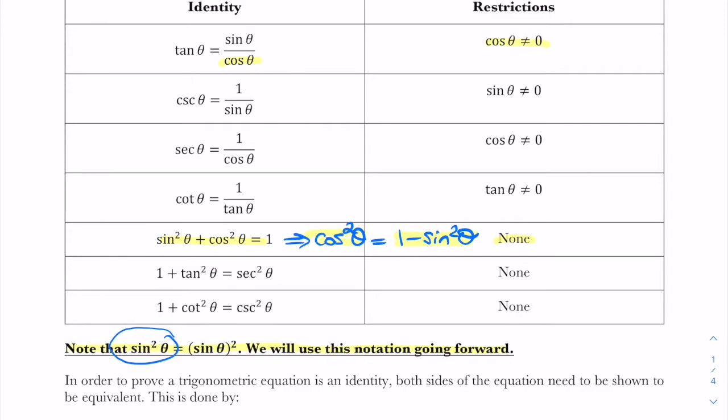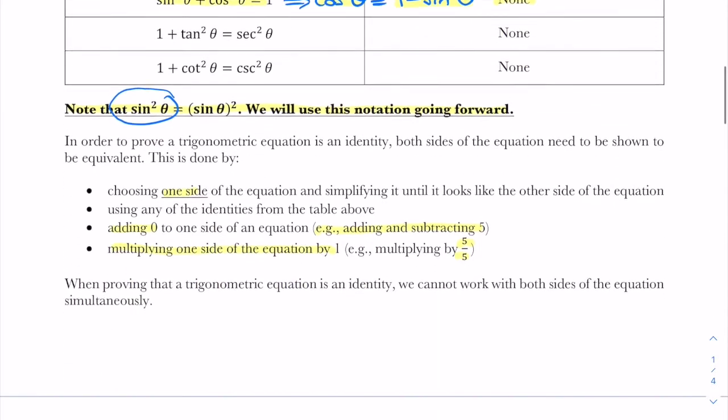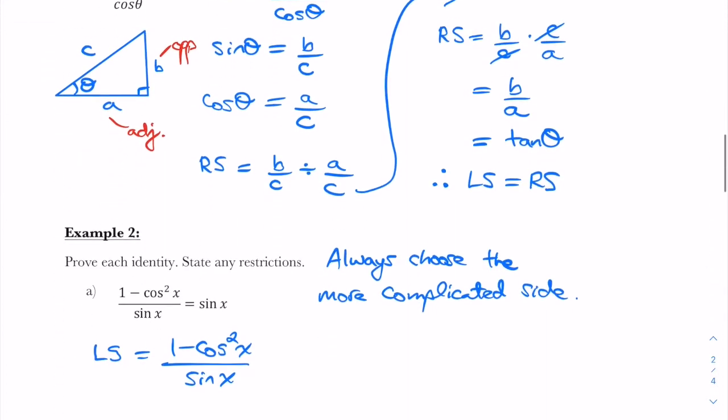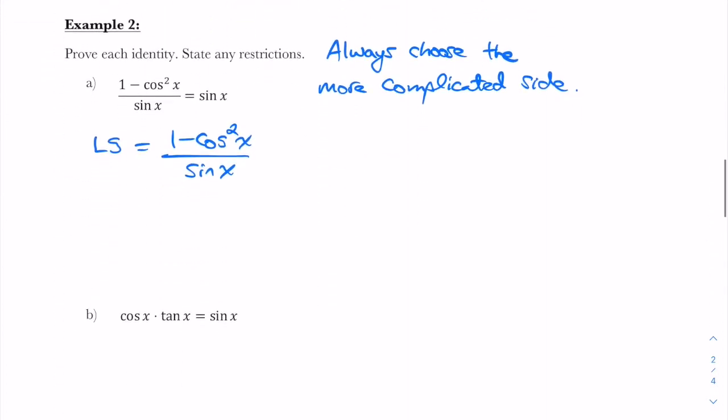So let's do that. All right, so here I had x instead of theta. Don't worry, it's the same idea. So we replace 1 minus cos squared x with sine squared x. And we're almost there. We have to show that sine squared x over sine x equals sine x.